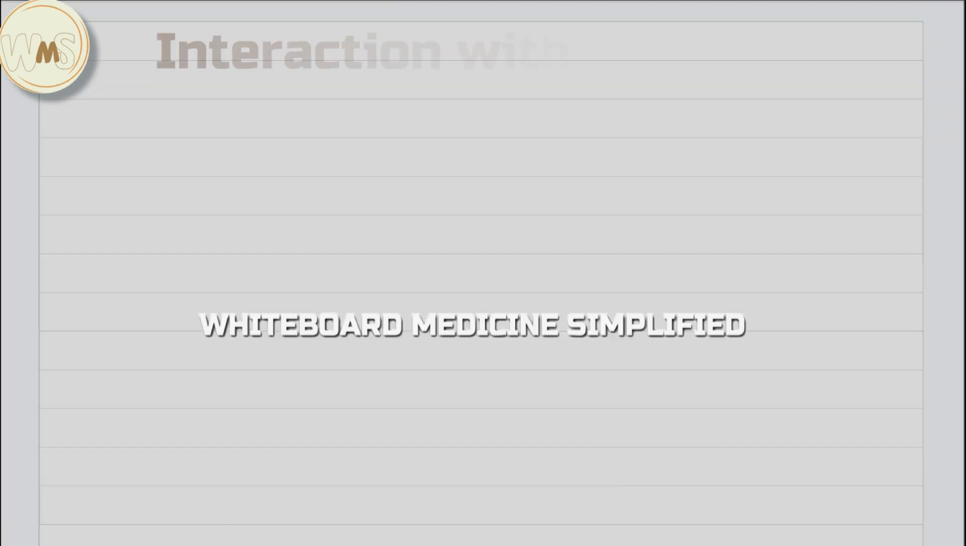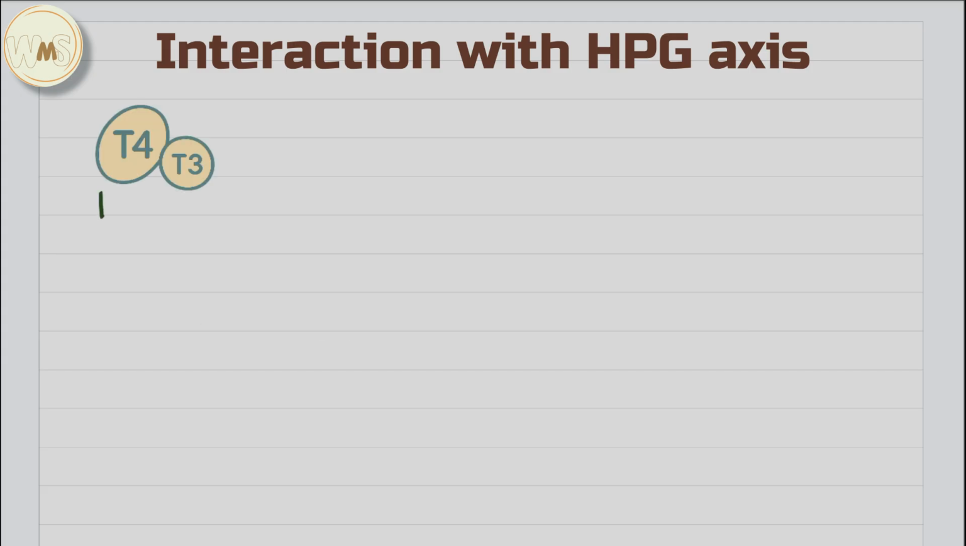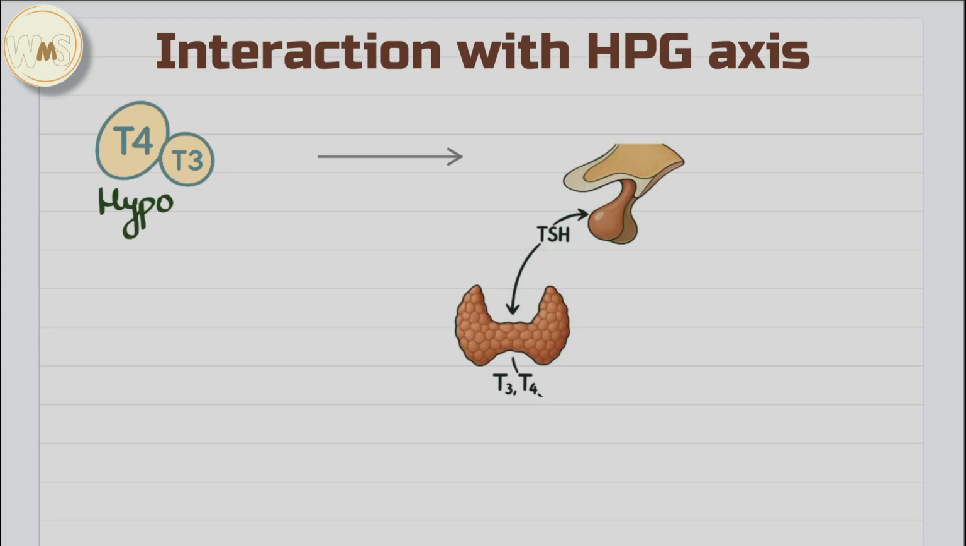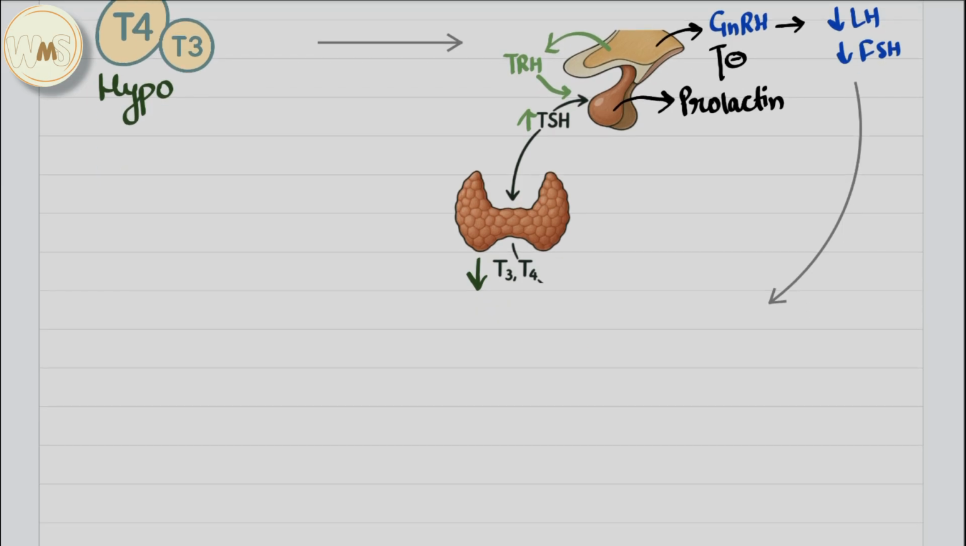Third is interaction with the hypothalamic pituitary gonadal axis. In hypothyroidism, there is increased secretion of TRH because of low thyroid hormone levels, which increases TSH and prolactin levels. And increased prolactin levels suppress the GnRH, LH and FSH levels, resulting in anovulation and luteal phase defect.